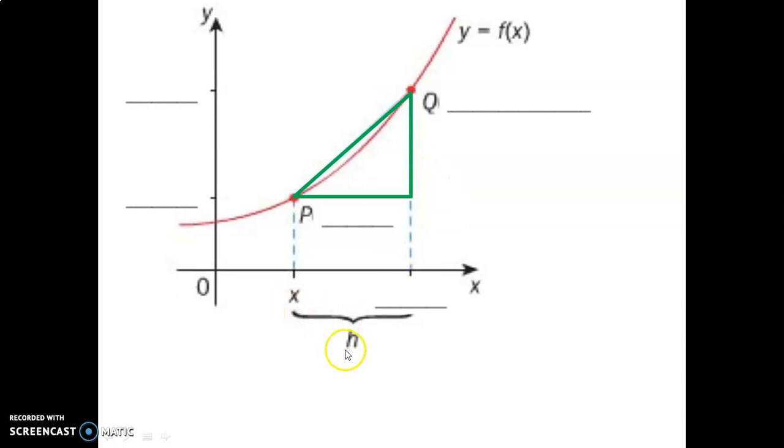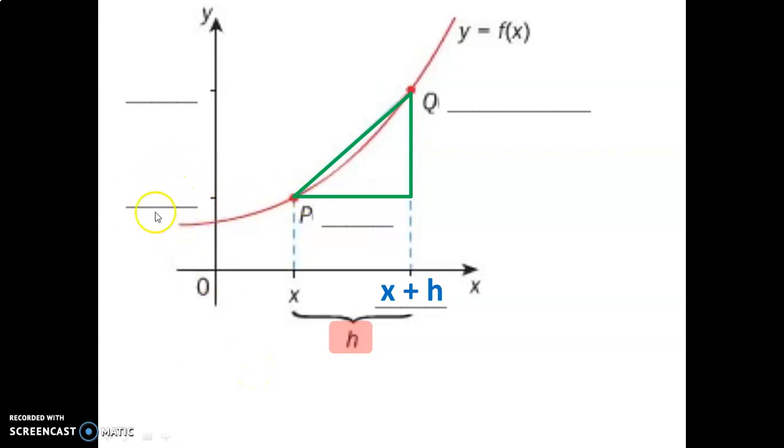Now, if this is x and this distance is h, what is the location of this value here? Well, that must be x plus h, because we went from x, we added h to it. Just like if we had numbers 2 and 4, we added those numbers to get the new location, x plus h.